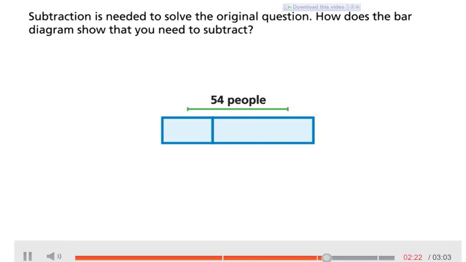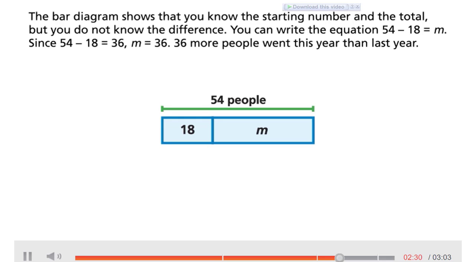Subtraction is needed to solve the original question. How does the bar diagram show that you need to subtract? The bar diagram shows that you know the starting number and the total, but you do not know the difference. You can write the equation 54 minus 18 equals m.